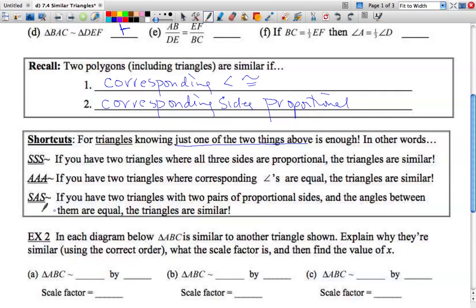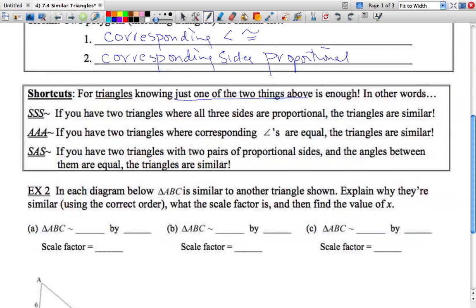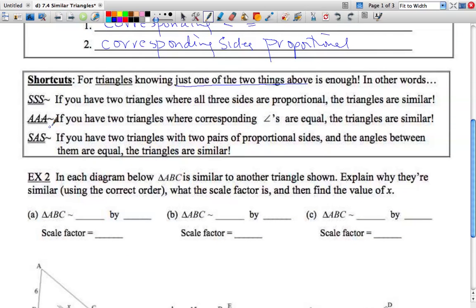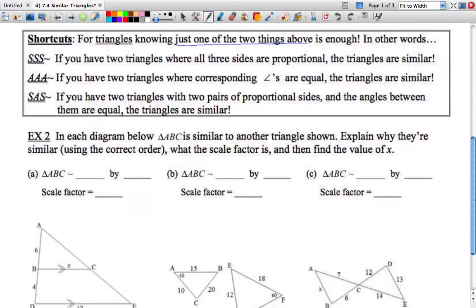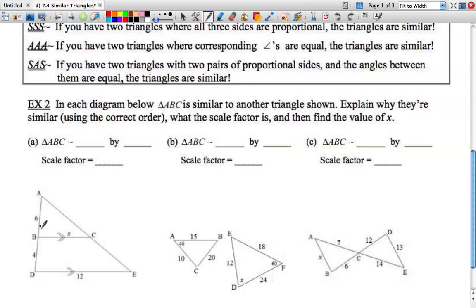We may be proving these a little later, but for today we'll just take these as givens, and we will try to use either side, side, side similarity, angle, angle, angle similarity, or side, angle, side similarity for discussion on the below example. In each triangle below, triangle ABC is similar to another triangle. Explain why they're similar using the correct order, what the scale factor is, and then find the value of x. Okay, so let's look at this one.